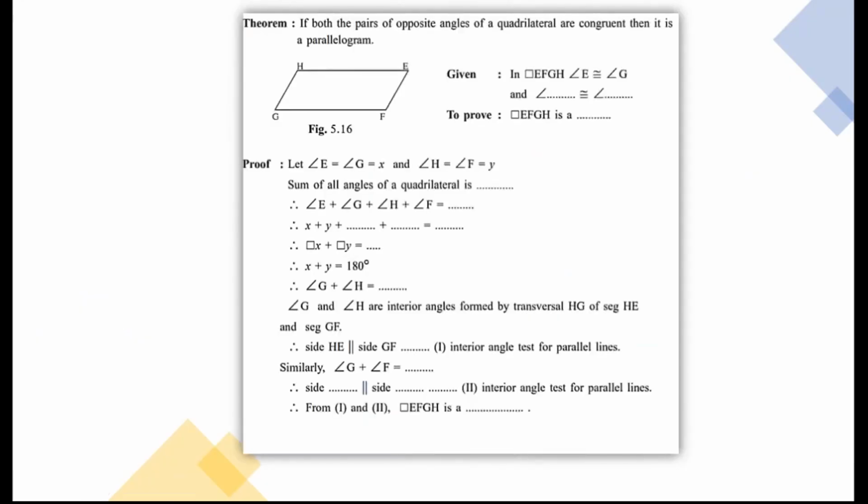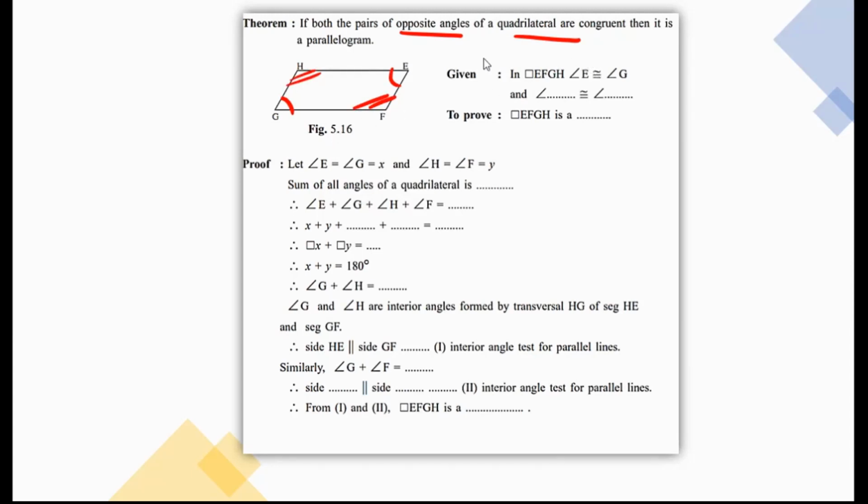Now, if both pairs of opposite angles of a quadrilateral are congruent, then it is a parallelogram. It is about angles. Opposite angles congruent है तो भी quadrilateral parallelogram होगा. What are opposite angles? These are opposite angles. ये congruent है, हमको prove करना है.